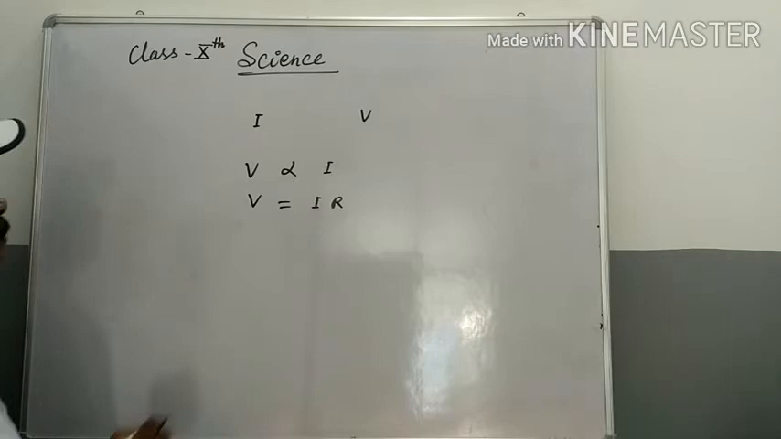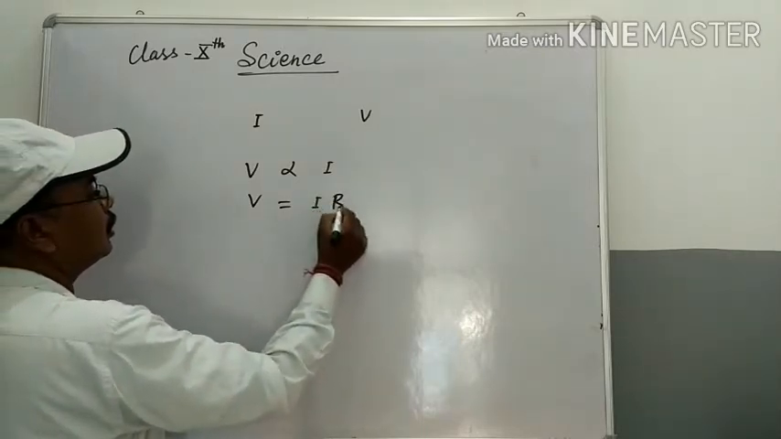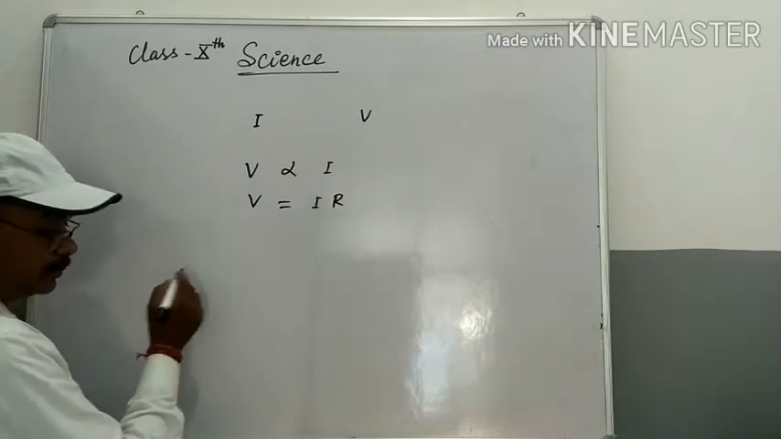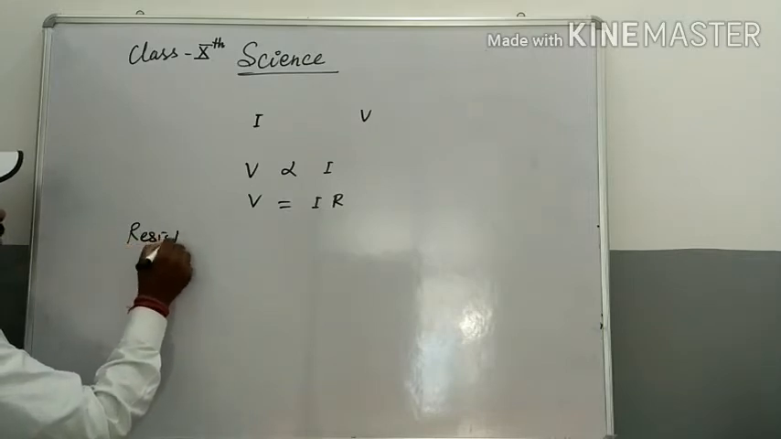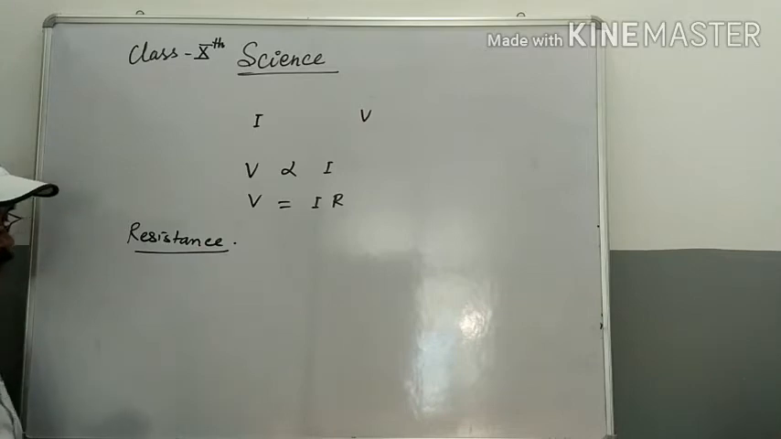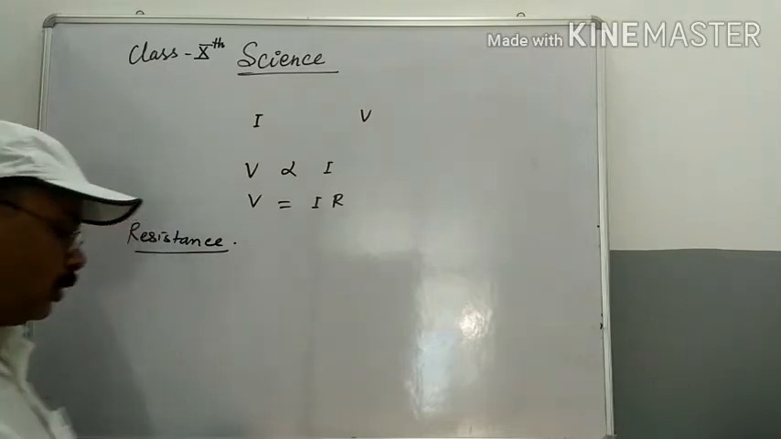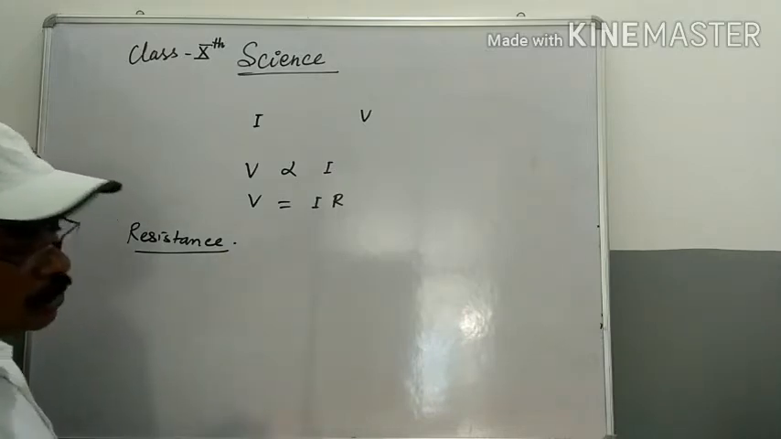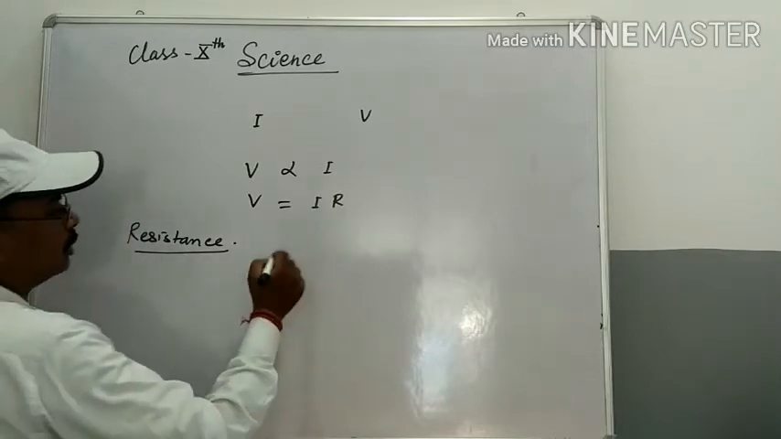Students, what is R? R stands for resistance, as already told. Resistance is the property of a conductor due to which it opposes the flow of current through the conductor.